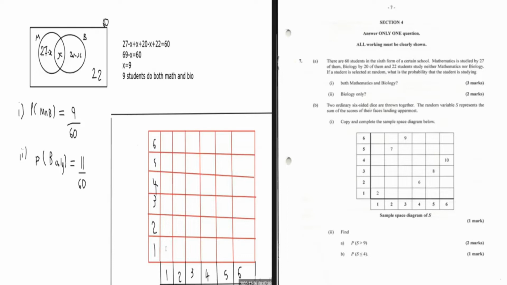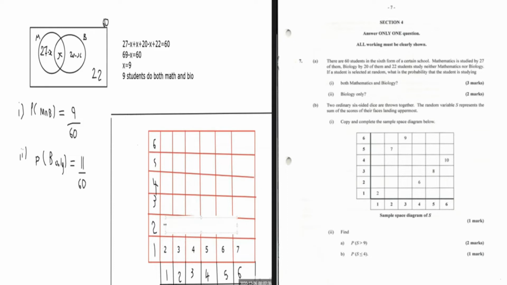The sample space is going to be right here, 1 plus 1. 1 plus 1 is 2. Then over here, it's going to be 2 plus 1, which is 3. 3 plus 1, 4. 4 plus 1, 5. 5 plus 1, 6. Then 6 plus 1, 7. So that's the sample space.